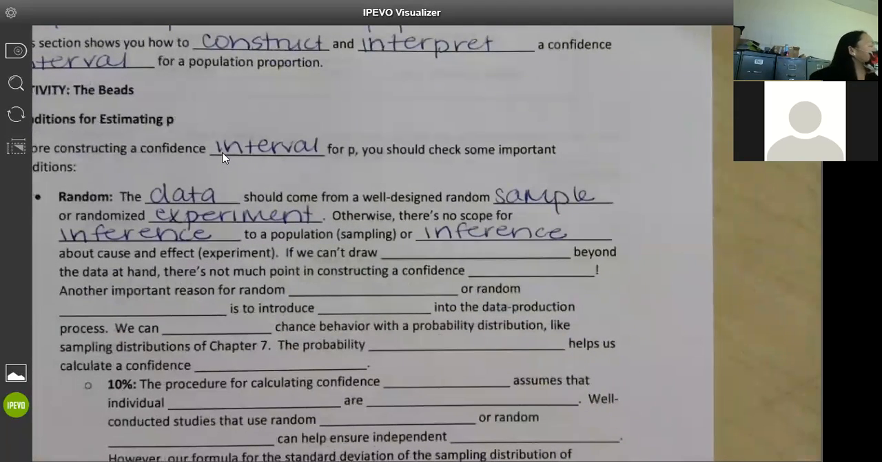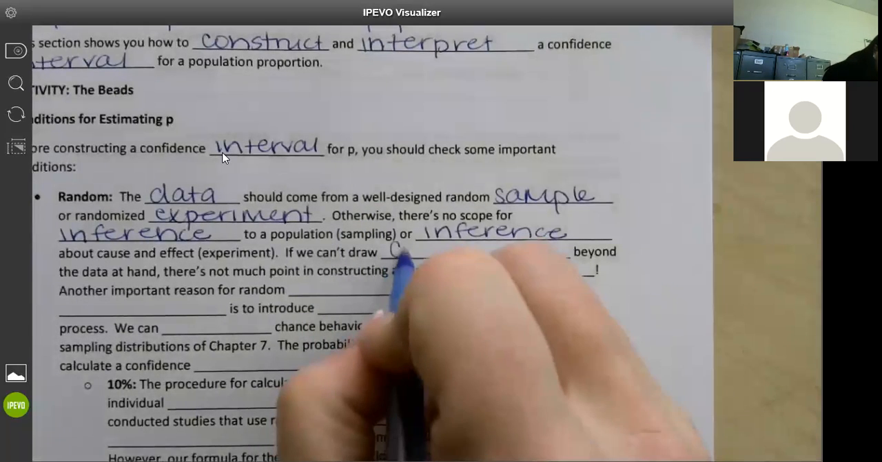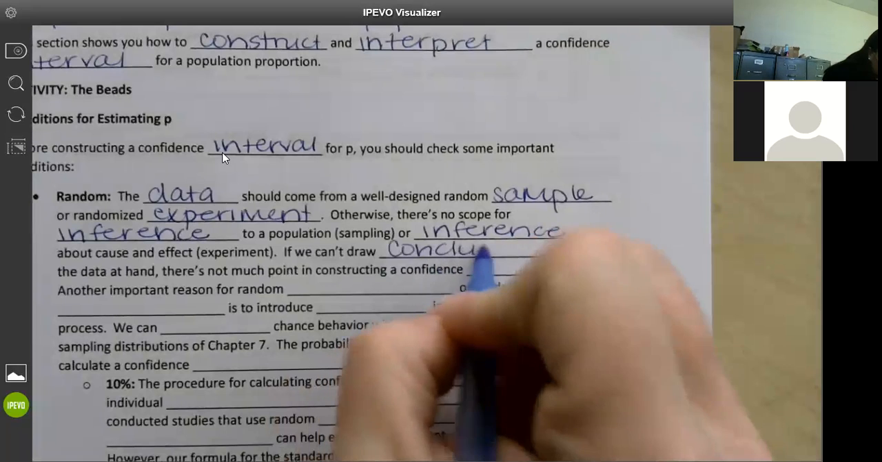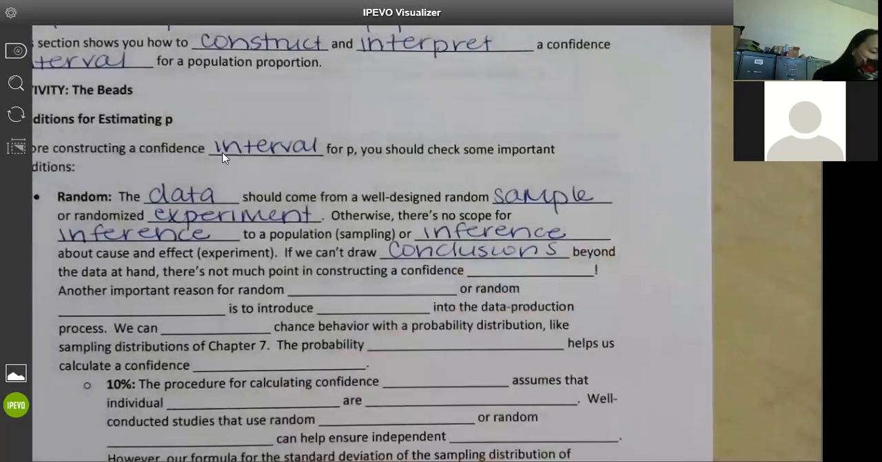Okay, so we don't want a voluntary response, because those cause too much bias. So we're not going to have any inference on that stuff. We want a really good SRS. If we can't draw conclusions beyond the data at hand, there's not much point in constructing a confidence interval.